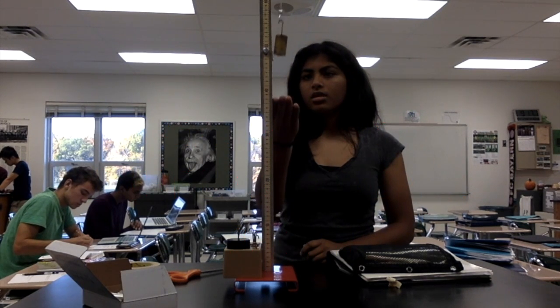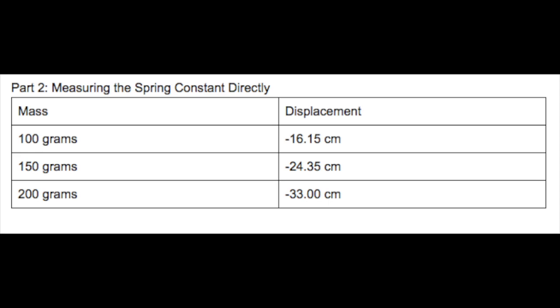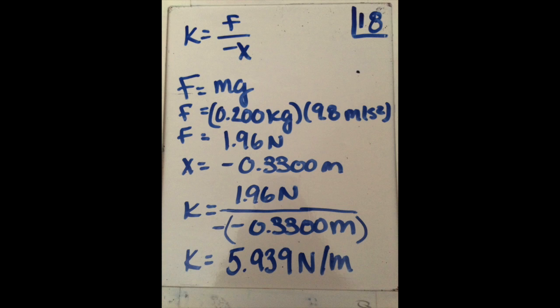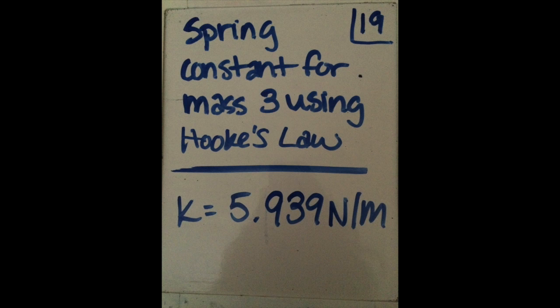Repeat for the 200-gram mass. The displacement for the 200-gram mass is negative 33 centimeters. For the equation, m is 0.2 kilograms, so F is 1.96 newtons. X is negative 0.33 meters, and the constant is 5.939 newtons per meter.